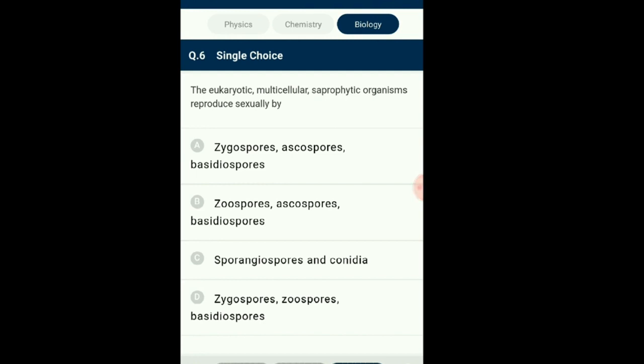In phycomycetes, asexual reproduction takes place by zoospores, which are motile, or by aplanospores, which are non-motile. These spores are endogenously produced in the sporangium. They are generally called sporangiospores. In ascomycetes, the asexual spores are conidia produced exogenously on the special mycelium called conidiophores. So the answer is option A, zygospores, ascospores and basidiospores.